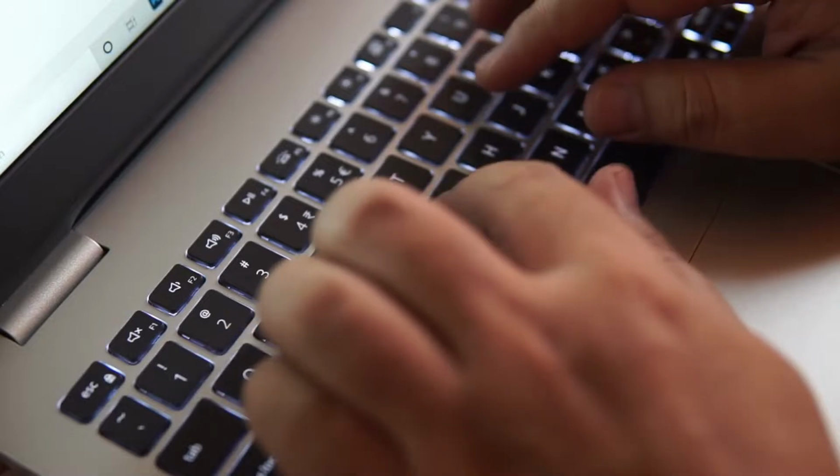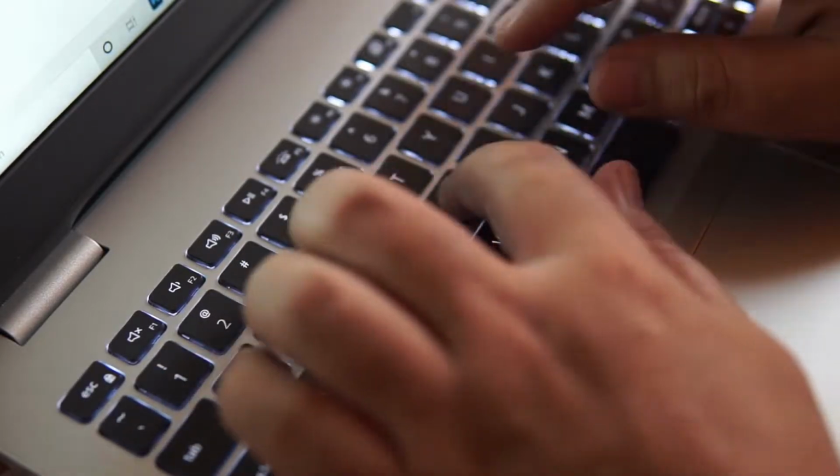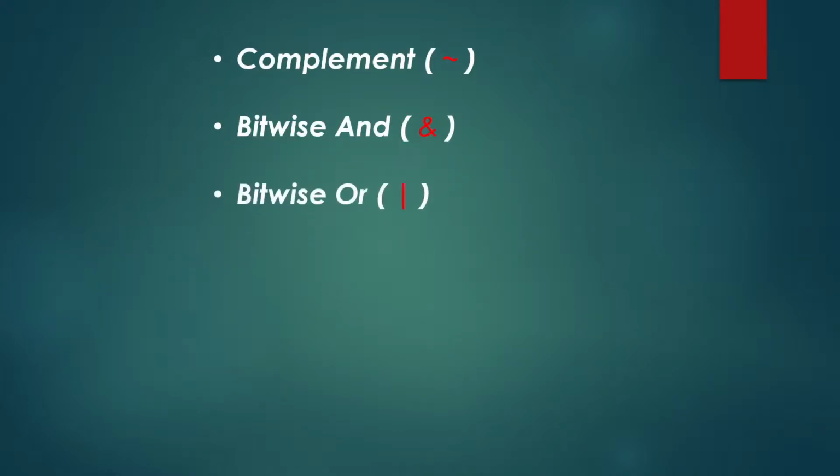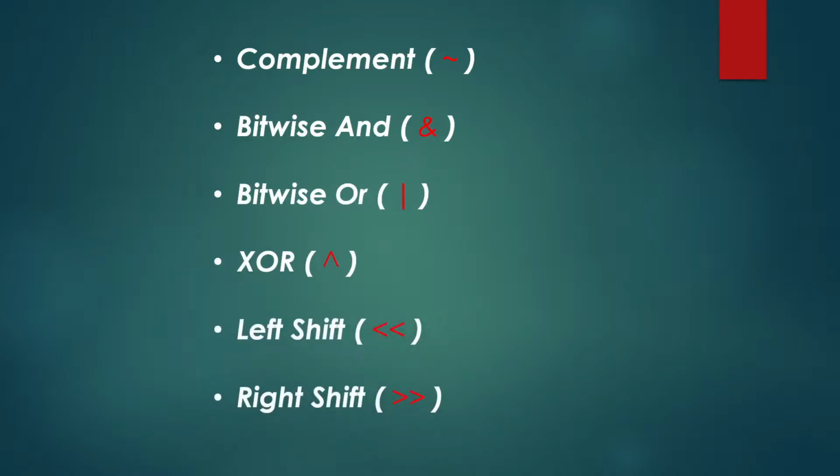why. In Python, we have 6 bitwise operators. First, we have the complement operator. Second is bitwise AND, bitwise OR, XOR, left shift, and right shift. So let's start with the first one, which is the complement.